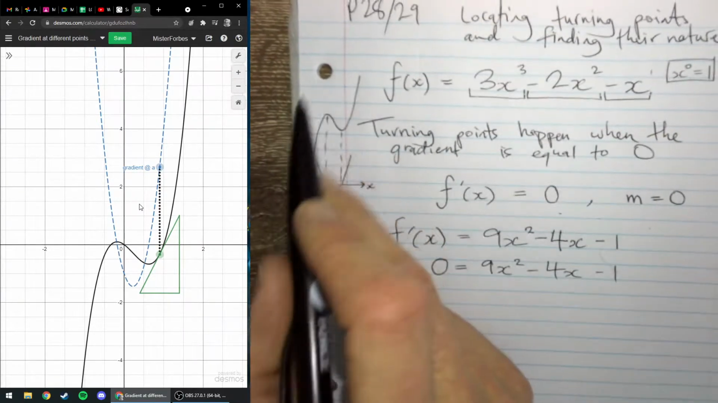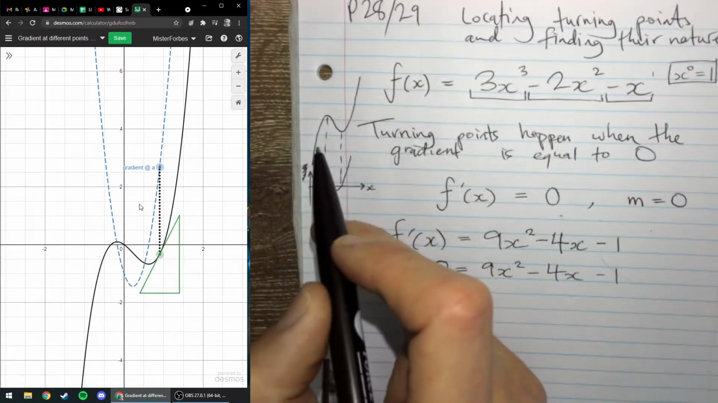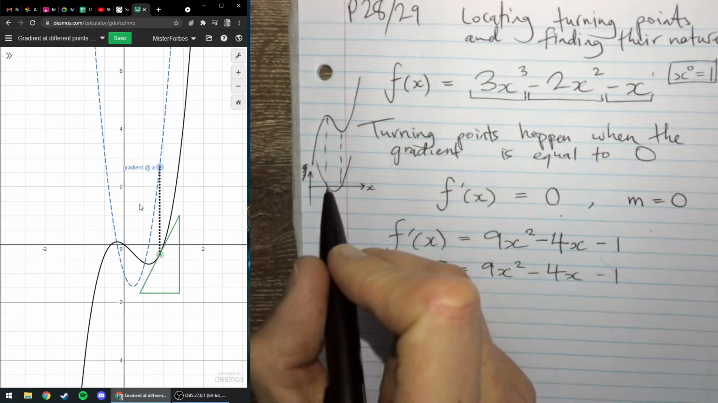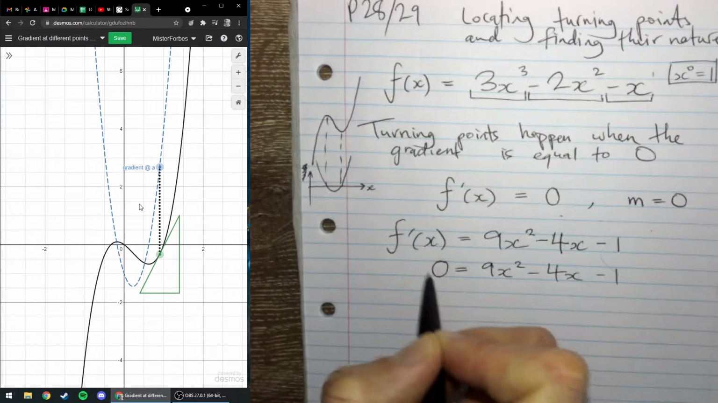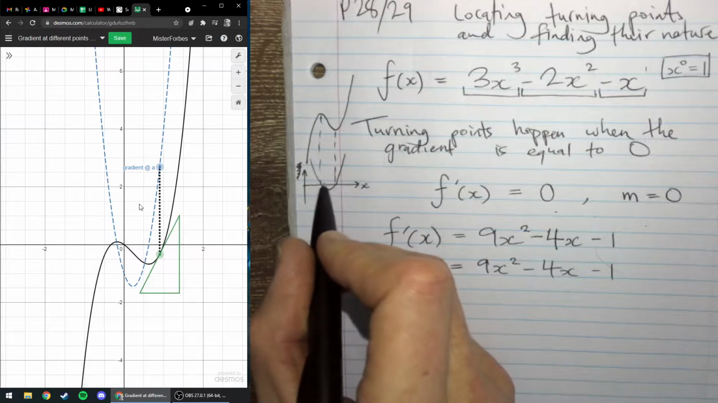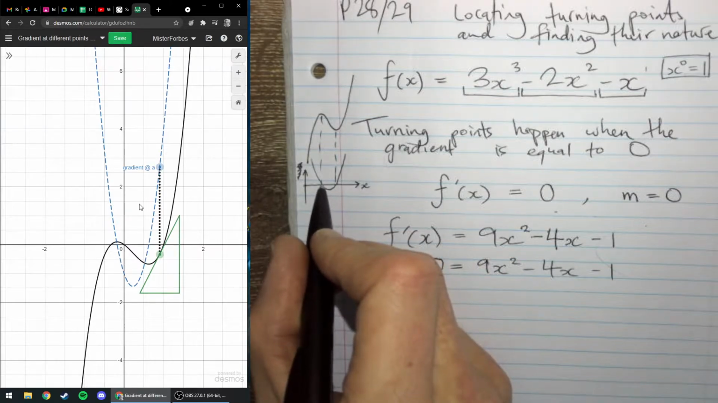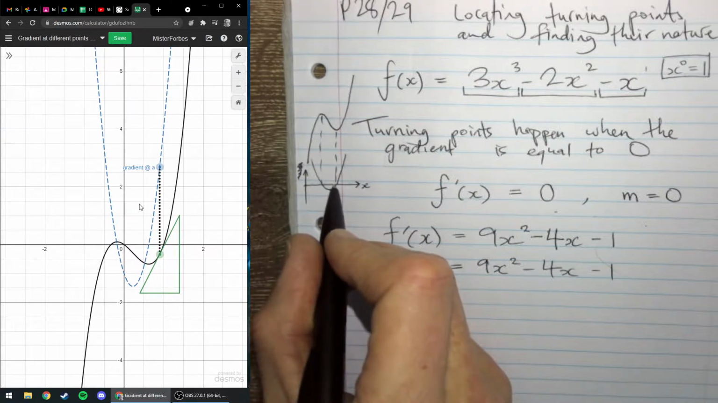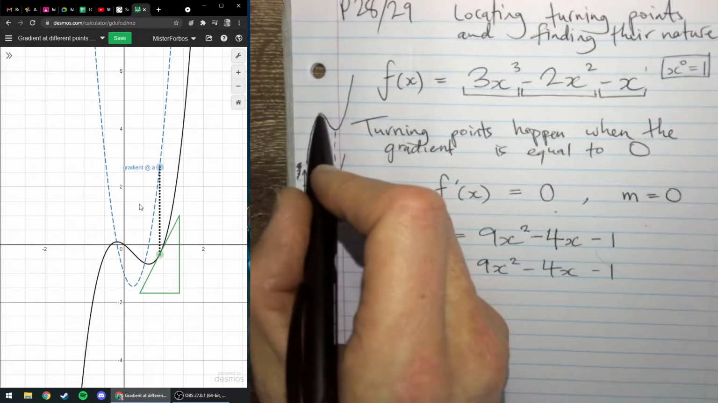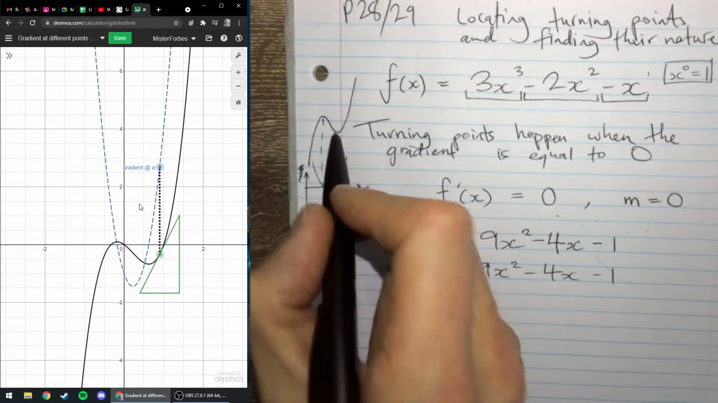Pretty much, we started off with a cubic, a positive cubic, so it's going to end up being a positive parabola. And when we set y equal to 0 in our derivative, which will be this line, it will find out these two points here, this one here and this one here. And then that shows us what our turning points are going to be.